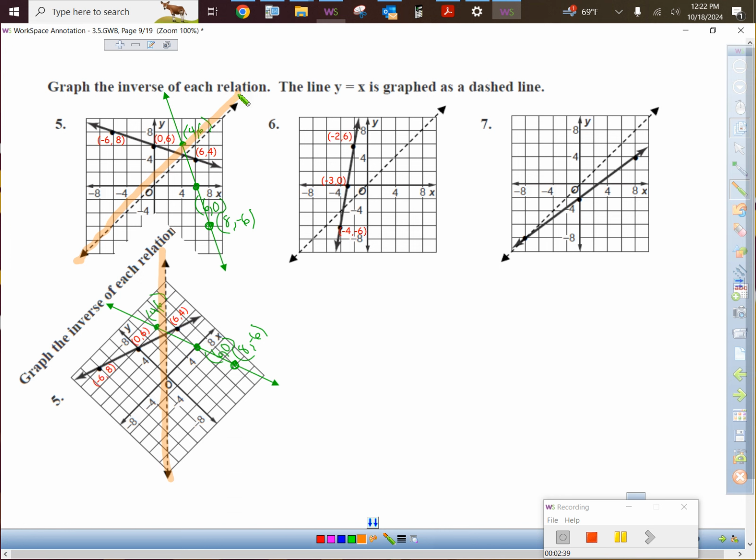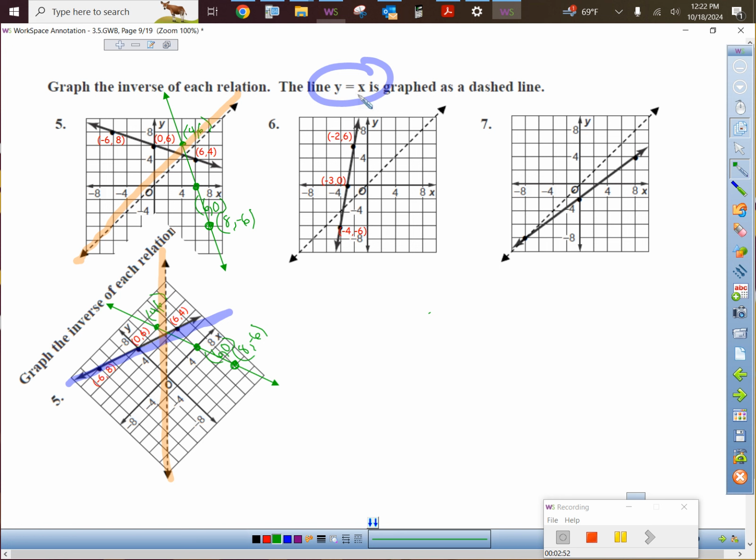I just turned my graph, and can you see that these two lines, the blue line and the green line, reflect to each other over the line y equals x? Because that's what an inverse is. You let y equal x, and you let x equal y.